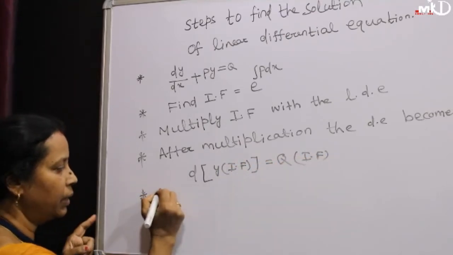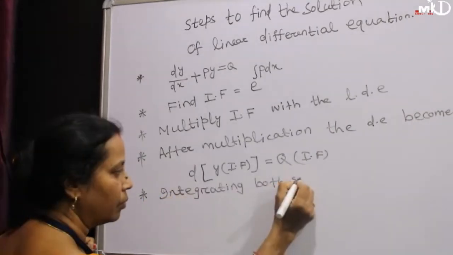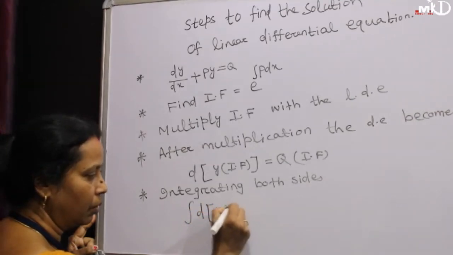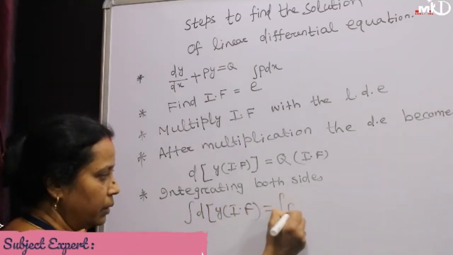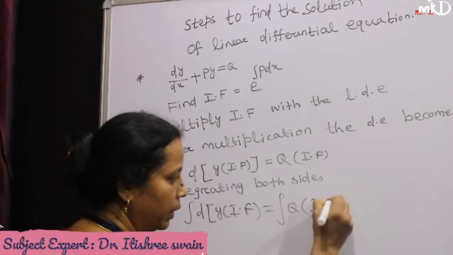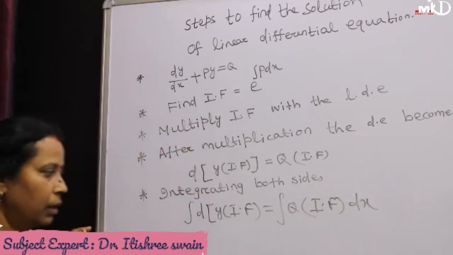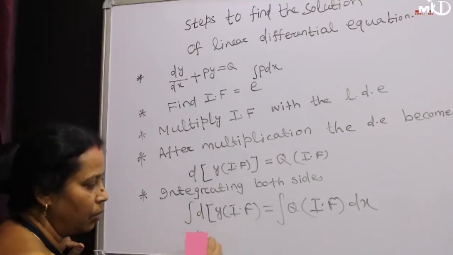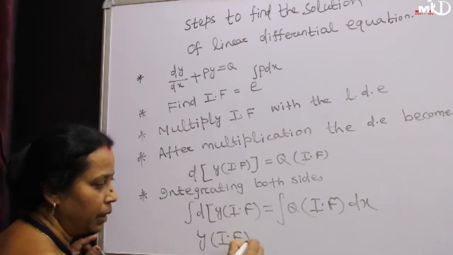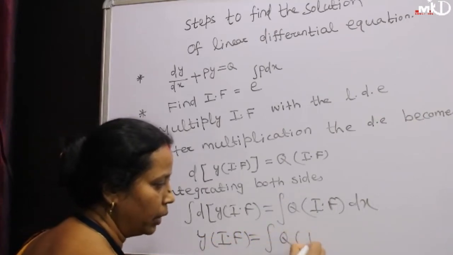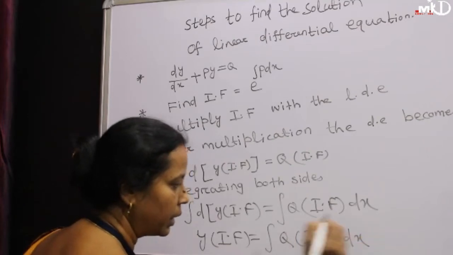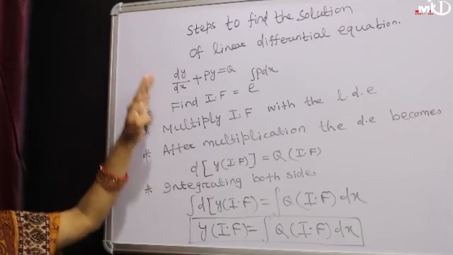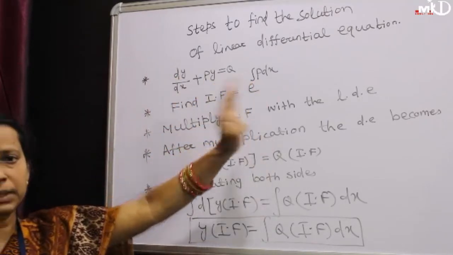Now last step, when we integrate, y into integrating factor is equal to the integration of q into integrating factor with respect to dx. Now you see, this was a differentiation, so after integrating it we get y into integrating factor is equal to the integration of q into integrating factor with respect to dx. So this is the solution of the linear differential equation. This is our procedure for the solution of a linear differential equation.